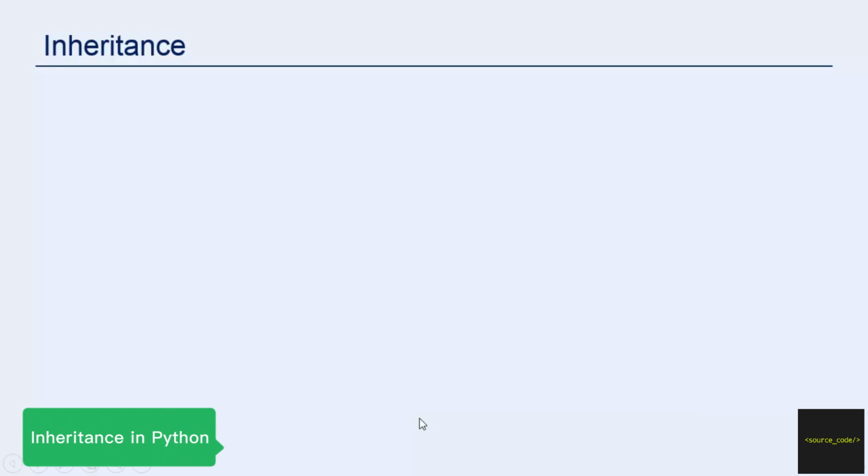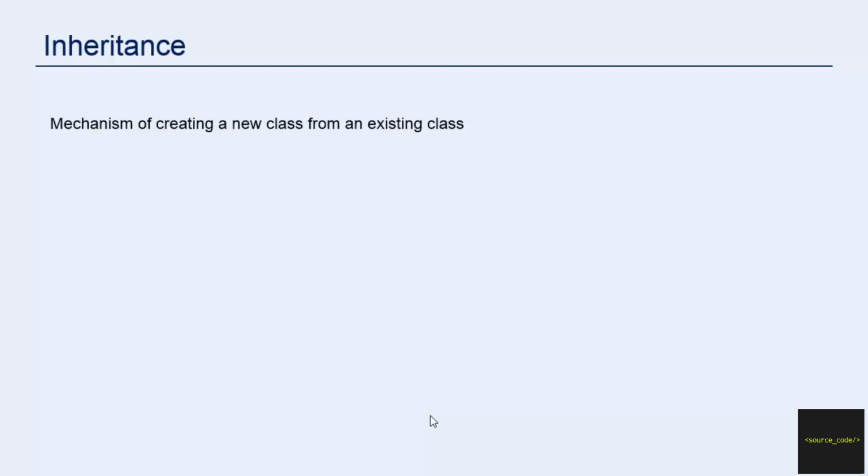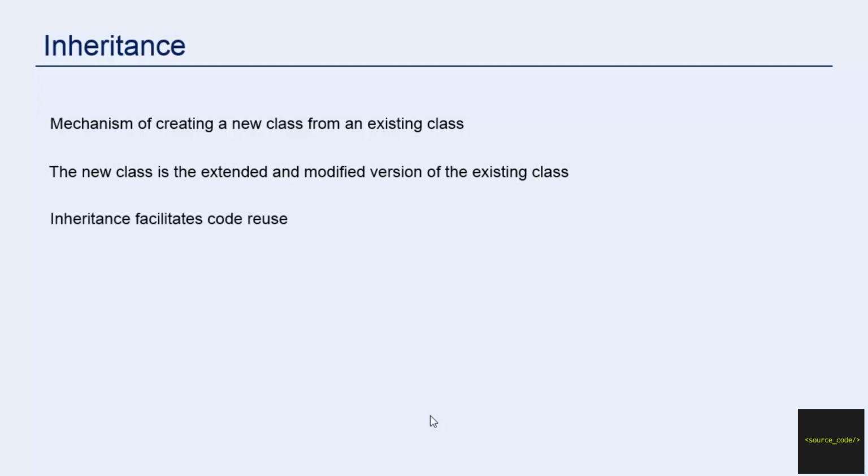In this lecture, we'll learn about inheritance, which is an important feature of object-oriented programming. Inheritance is basically a mechanism of creating a new class from an existing class. The new class is the extended and modified version of the existing class. The main advantage of inheritance is that it facilitates code reuse. Let us understand this with the help of an example.